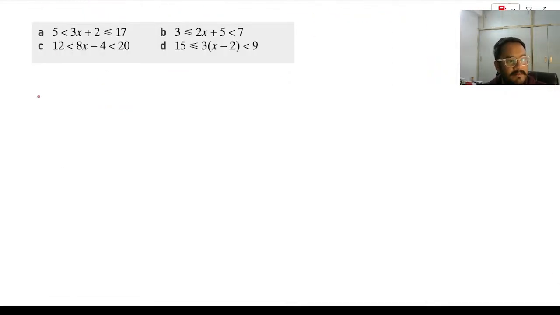Now if we solve the D part, Puranjay has solved it. Puranjay is saying that x is greater than or equal to 7 and less than 5. Let's see if the answer is correct or not. Now, 15 is less than or equal to 3(x - 2), and less than 9, right?